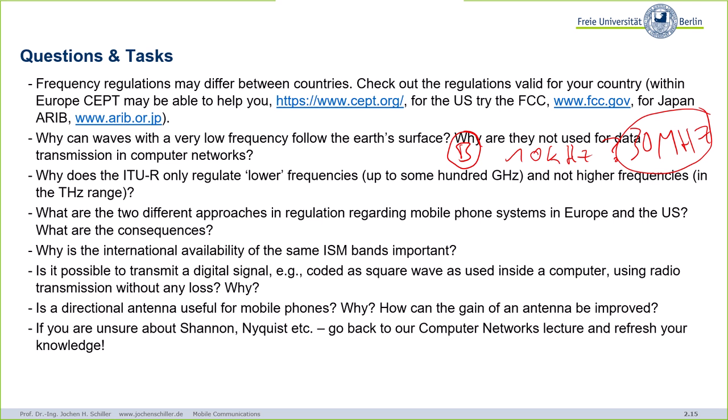And indeed, if you switch off this very friendly medium access scheme of a wireless LAN, you're always the winner. So you can simply wipe out all the other participants in a wireless LAN. And this is also a reason why normally you do not have access to the medium access control of your wireless LAN. Yes, I know there are controllers where you can access it, so you can switch this off.